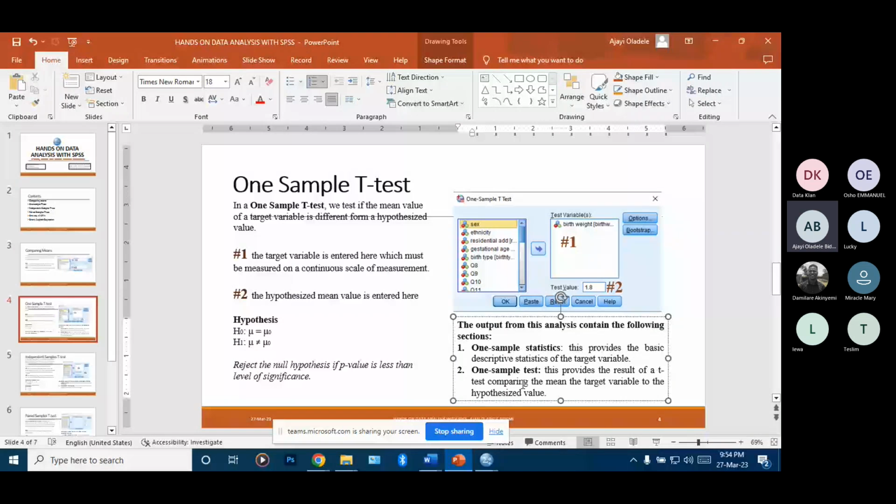Now, for the one sample t-test, please, am I still communicating? Yeah, you are communicating, sir. All right, thank you.